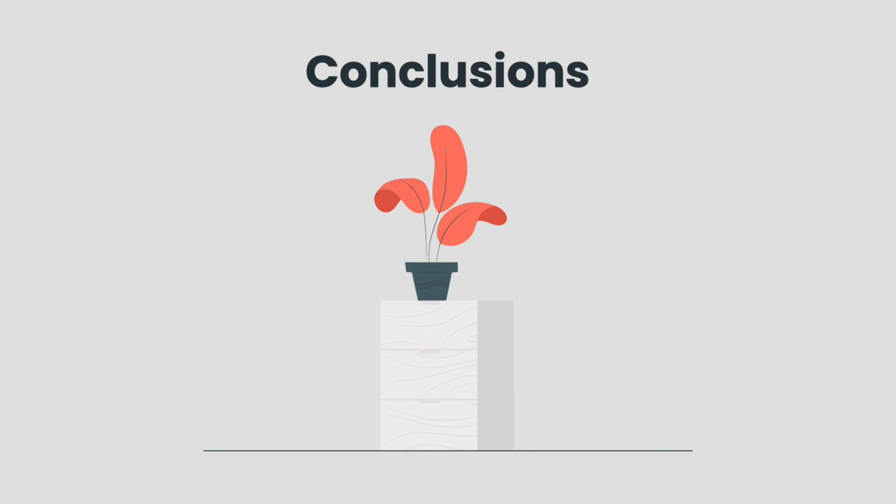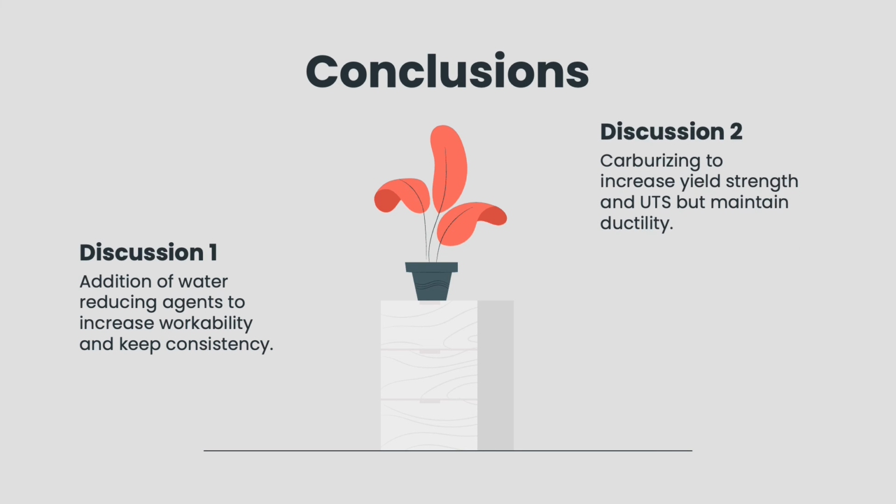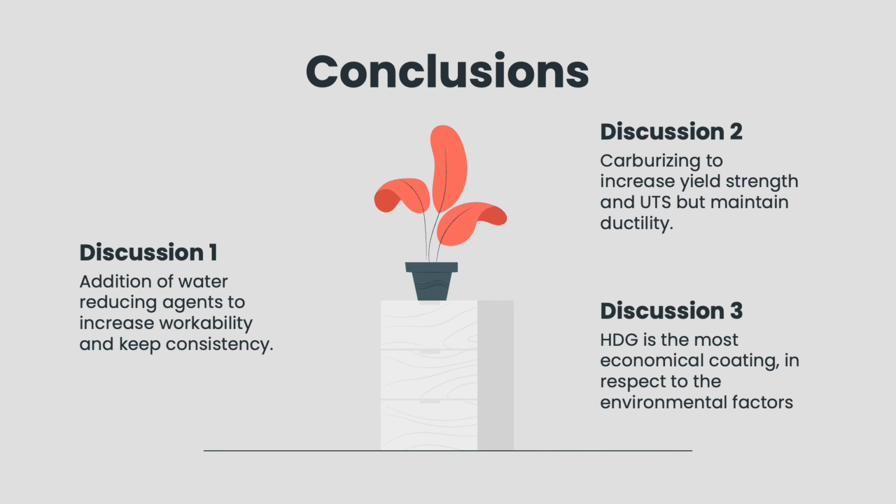To summarize, it was obvious in discussion 1 that adding water can negatively impact the water to cement ratio. Therefore, adding water reducing agents allows the workability to be maintained at a standard due to this high temperature. The second discussion focused on the technology that combines adding carbon and heat treatment to steel to increase its strength while keeping the ductility at the core, as it was required for that specific element.